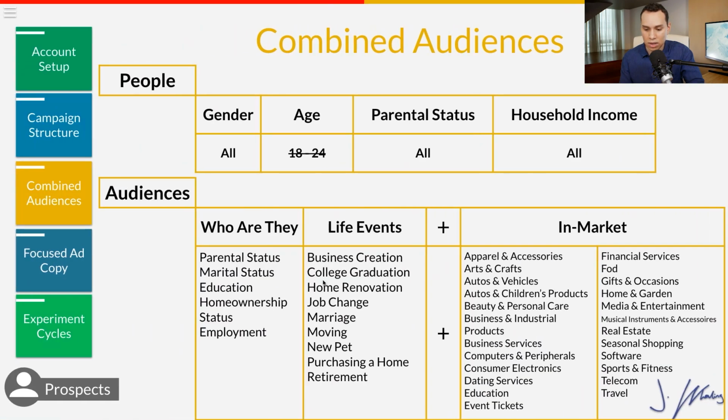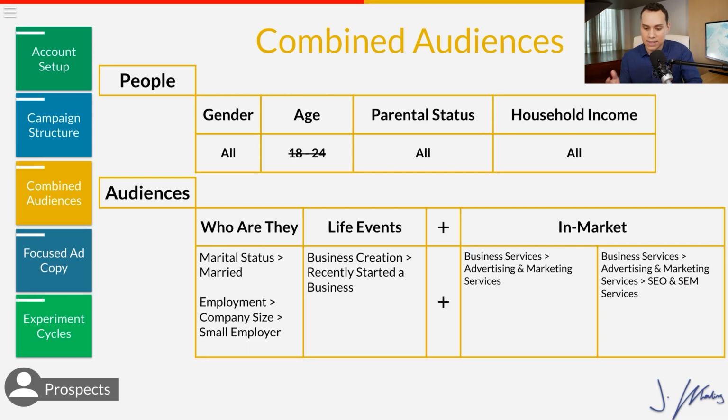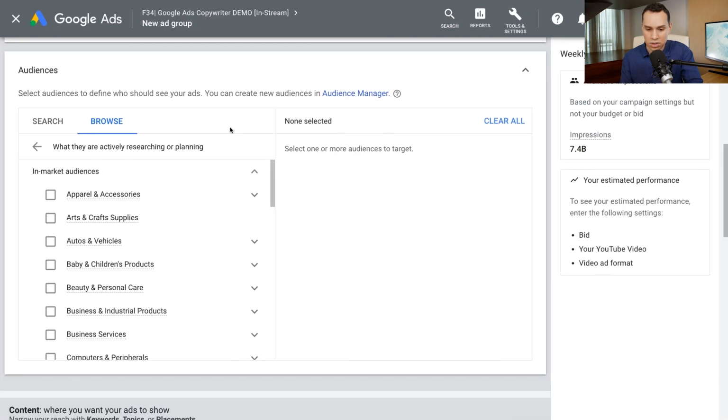So coming back to our list here, we're going to go through and find all of the who are they and life events that are relevant to our ideal customer. And then we're going to find all of the in-market audiences that are relevant to our customer, and we're going to combine them. So as an example here, I'm going to combine marital status and employment and life events with some in-market audiences. So here's how you do that.